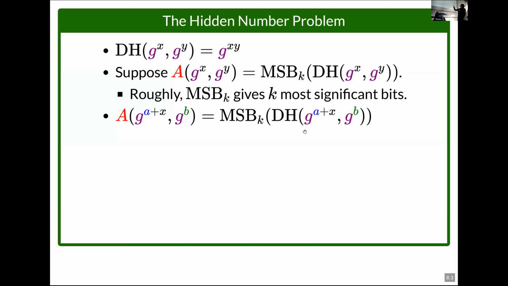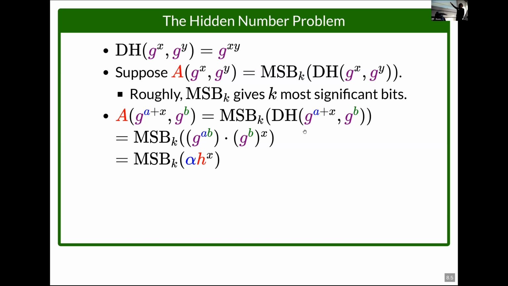Given this algorithm A, we're trying to solve for G to the AB. We know G to the A, we know G to the B, so we can compute G to the A plus X and G to the B and feed this into the algorithm. If we unfold some definitions here, we'll see that we end up with the MSB sub k of G to the AB times G to the B to the X. So G to the AB is our hidden number. This is the key we're trying to recover. We can abstract this and think of that as just some alpha, some element of this group that we want to recover. G to the B also is just some element of the group. We can call that H.